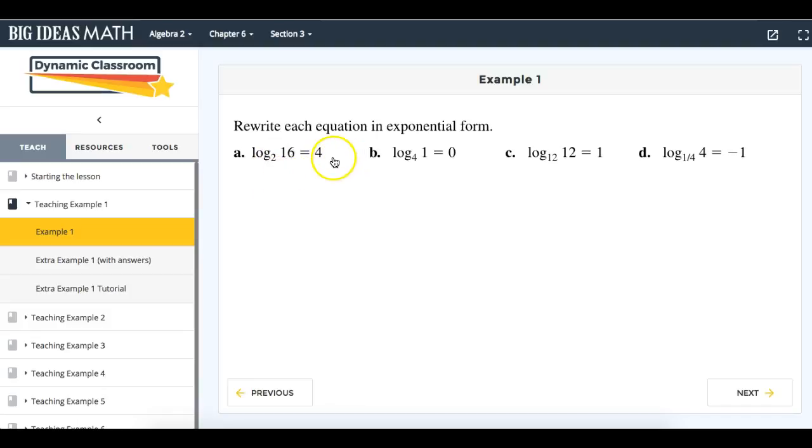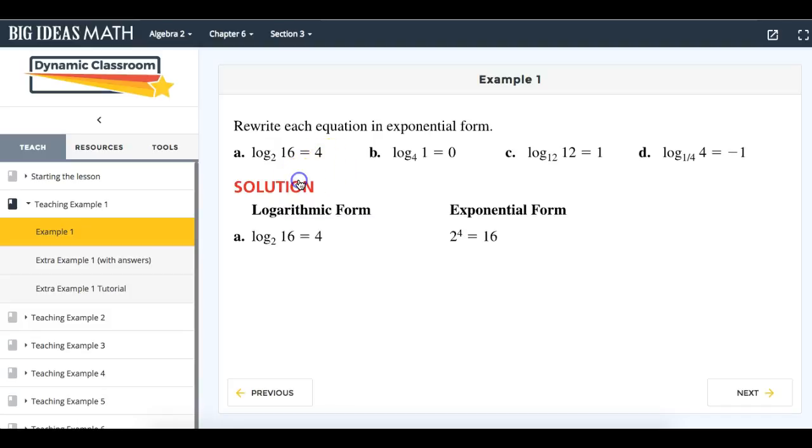So to rewrite this in exponential form, 2 stays our base, and our 4 switches to this side, and 16 switches to the other side. So log base 2 of 16 equals 4 becomes 2 to the 4th power equals 16. Again, remember, our base stays the same. So if our log is base 2, that base becomes our base in exponential form, and we just switch our values. So this becomes 2 to the 4th power, and our 16 goes to the other side.